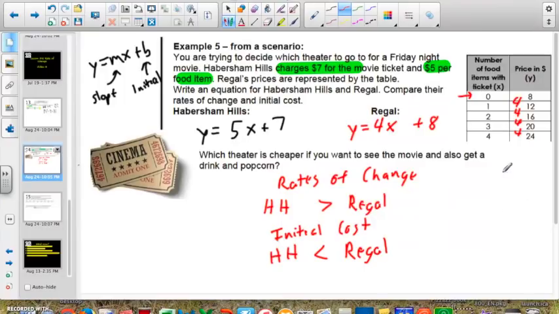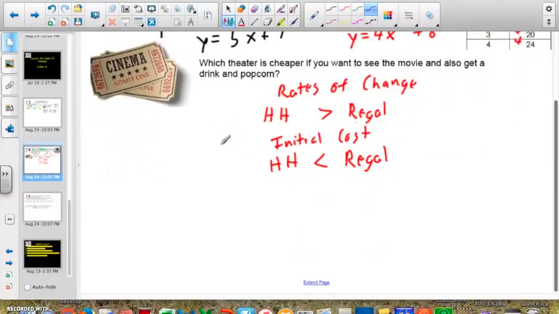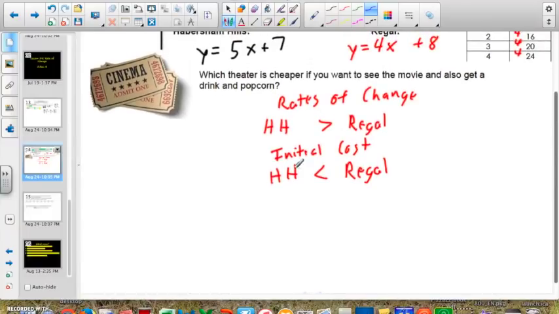Now we want to know which theater is cheaper if you want to see the movie, and also get a drink and popcorn. So what we can do is figure out at what point it is going to be cheaper to buy from Regal than Habersham Hills. Habersham Hills is going to start out the cheapest because we know that it charges only $7 for a ticket, whereas Regal charges $8. So what I'm going to do is take the two equations we wrote, 5x plus 7 and 4x plus 8, and find out when they're going to be equal.